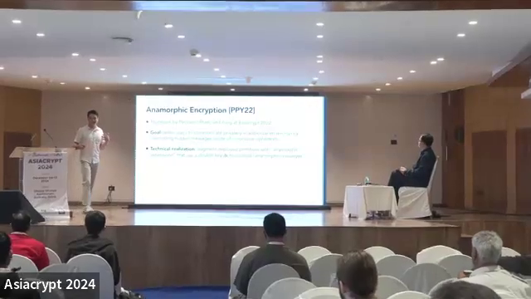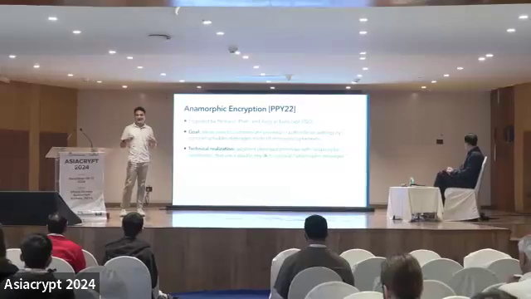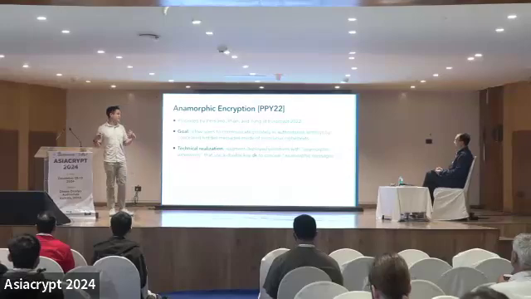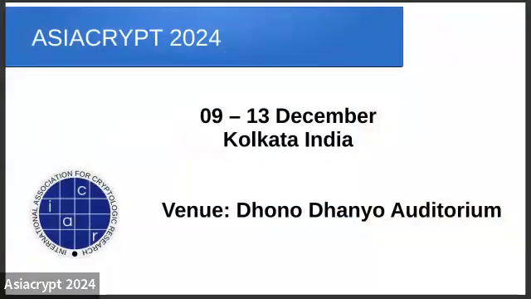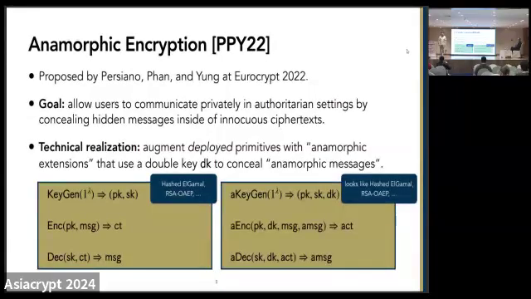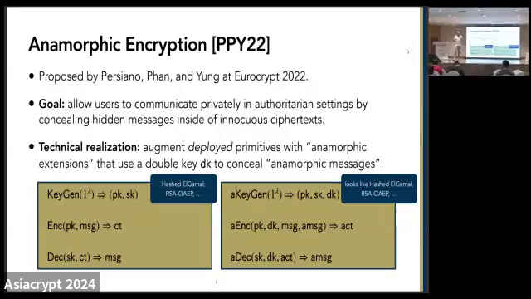How is this actually realized? Technically, we can take a deployed crypto system and provide an anamorphic extension, which uses a double key to conceal anamorphic messages. We might be in a system using hashed El-Gamal, RSA OAEP, or some other system, which implements key generation, encryption, and decryption. To hide anamorphic messages inside of these ciphertexts, we use an anamorphic extension that looks like hashed El-Gamal, RSA OAEP, or whatever system we're using.